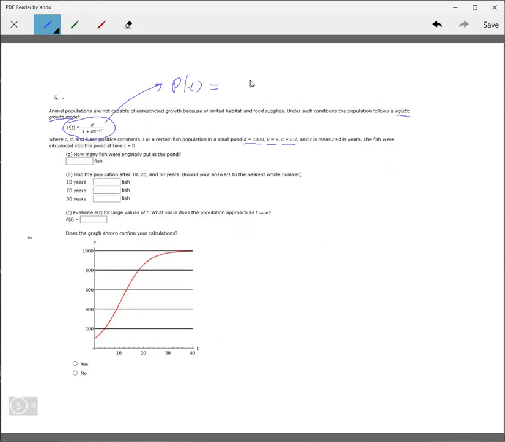So let's go ahead and plug all those values in. So D is up here in the numerator, that's 1,000, so that's 1,000 right there. And then in the denominator is 1, K is 9, so we'll put a 9 right there. And then e to the negative CT, and here C is 0.2, so that's negative 0.2 T, and T is in years.